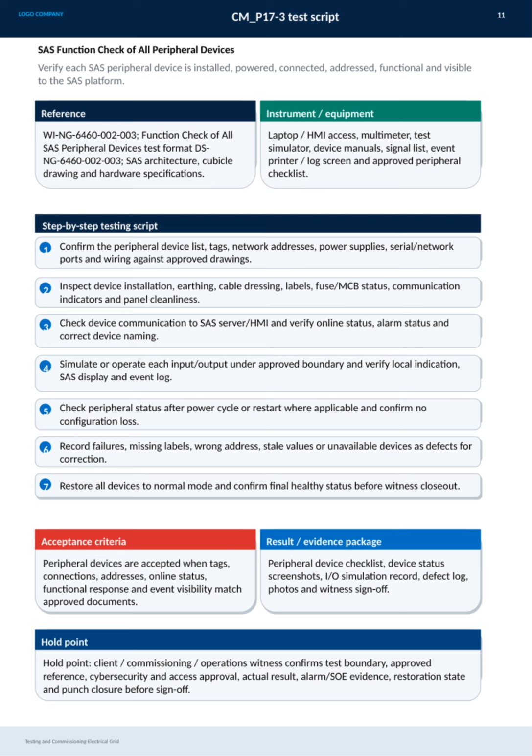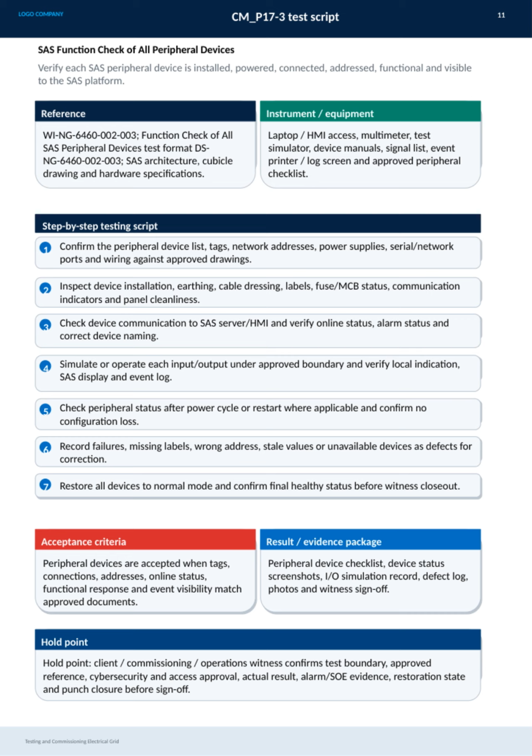Further steps include simulating or operating each input and output within approved boundaries, ensuring local indications, SAS displays, and event logs respond appropriately. We also test device status after power cycles to confirm there's no configuration loss. Any failures, missing labels, or incorrect addresses are documented as defects for correction. Finally, all devices must be restored to normal mode and show a healthy status before the witness closeout.